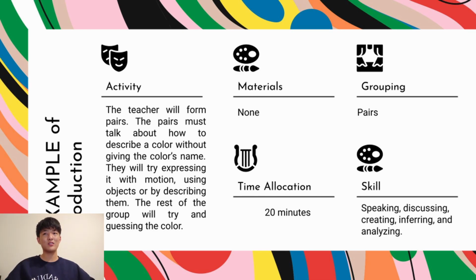Time allocation, this is actually quite complicated for an activity, and so it's going to take around 20 minutes. The skills we are going to be using are speaking, discussing, creating, inferring, and analyzing. And yes, it's quite simple.